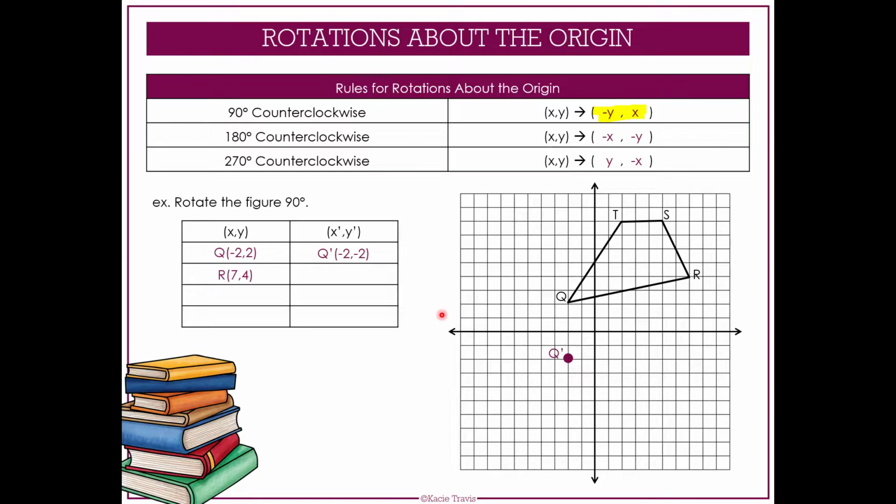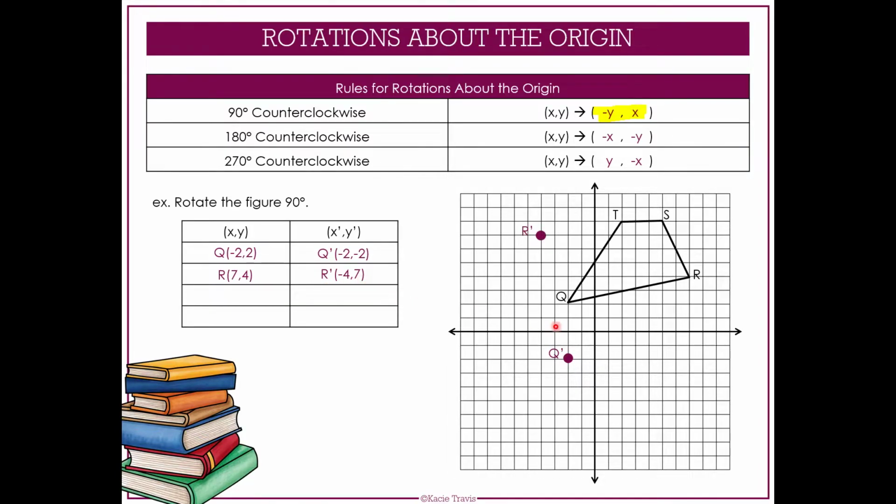We've got R at 7, 4. That changes into -4, 7. See, the Y switched just like how our Y did here and became negative. And the 7 was already positive, so it'll stay positive. So, R prime is at -4, 7.